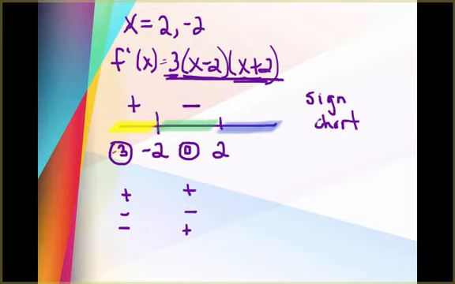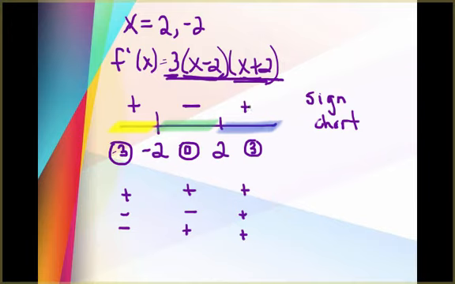Then I pick a number that's greater than 2, or to the right of 2. So let's pick positive 3, and we'll substitute that into our derivative. Well, 3 is positive. 3 minus 2 is positive. And 3 plus 2 is positive. So that turns out positive.